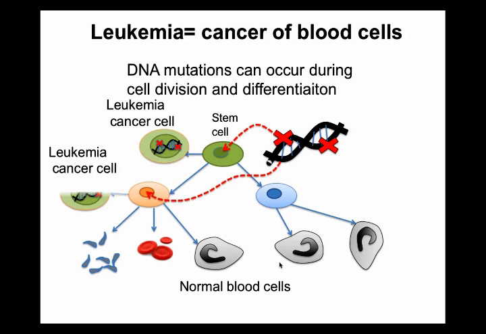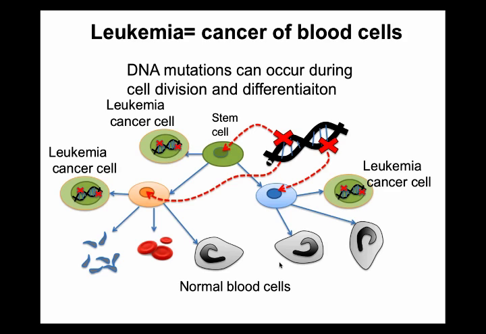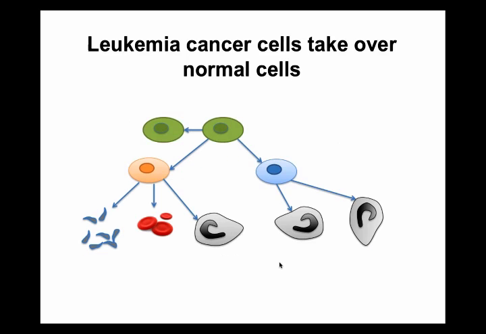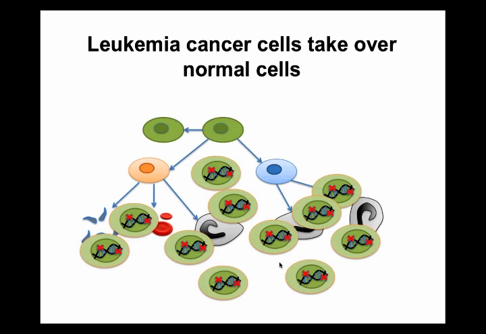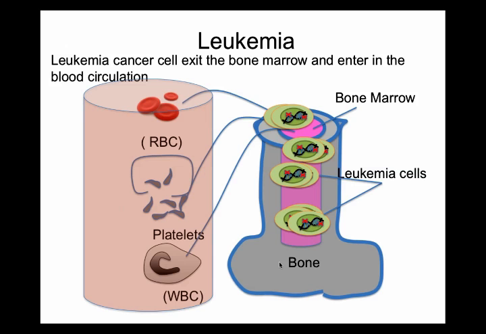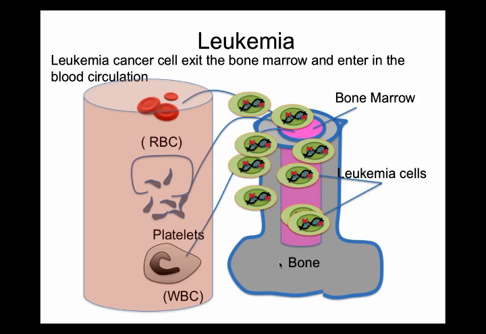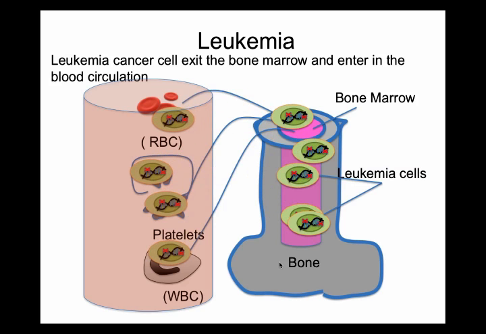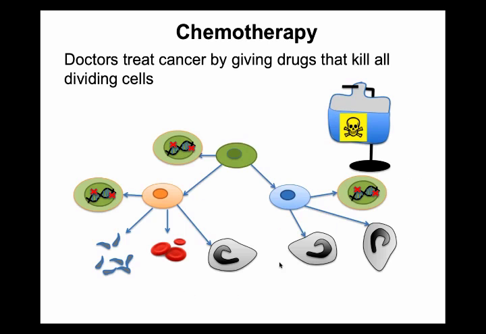The mutation can occur at any of the precursor cells and leads to the formation of leukemia cancer cells. These cancer cells don't have any particular function, but they end up crowding out the system. After crowding the bone marrow, they spill into the blood system and crowd out that system too.